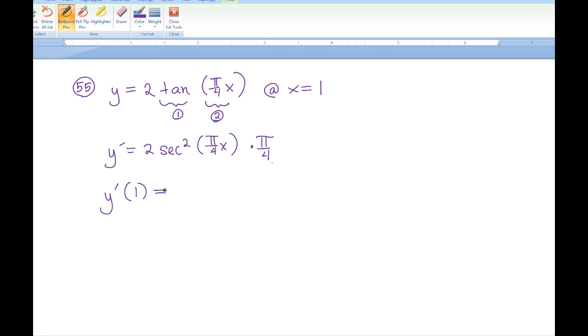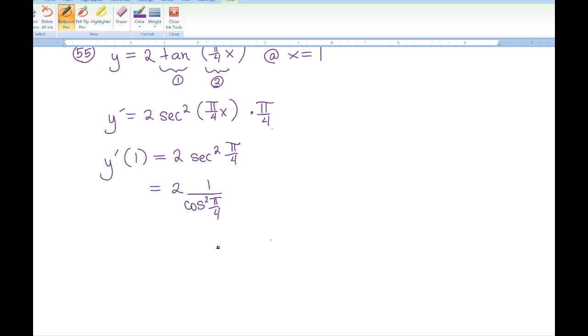Now, you have to be really careful when you plug this into your calculator, or actually, I would not plug it into the calculator since they're special angles. If you have secant squared, how do you interpret that? It's 2 times 1 over cosine squared, and if x is 1, it's pi over 4. So it's 2 times 1 over cosine squared of pi over 4. Well, what's cosine of pi over 4? Root 2 over 2. Oh, sorry, I forgot my other pi over 4.